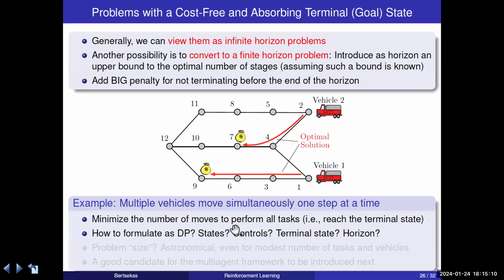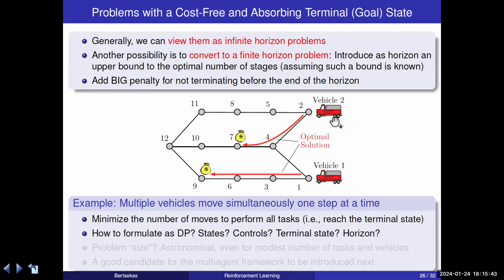What's the control space here? What's the action space? You would have to take the cross products of both vehicles' possible actions. Yes, the vehicles move simultaneously, so you would have to take all the pairs of moves. In general, if you have n vehicles, you would have to take the Cartesian product of the moves of the individual vehicles.